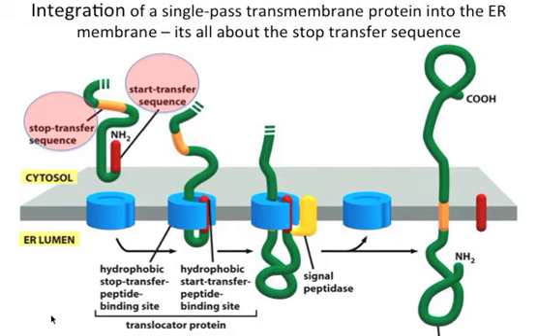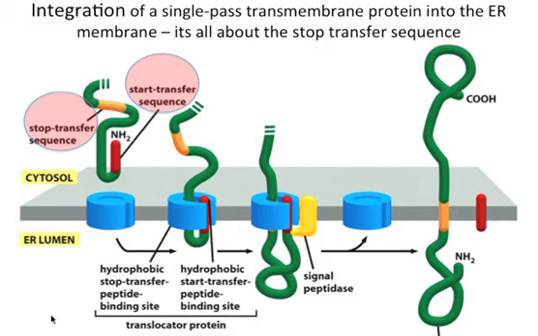Okay. So it all starts with a start transfer sequence, which you can also think of as a signal sequence in this case, right? And it's going to be brought to the translocon, and it's actually going to bind to a part of the translocon. And then you can imagine up here would be where your ribosome is. And so your ribosome is still translating. It's just showing you the end. And so it's going to bind here.